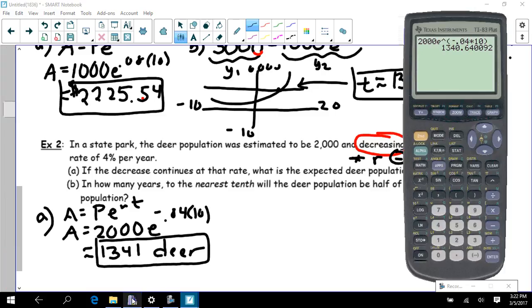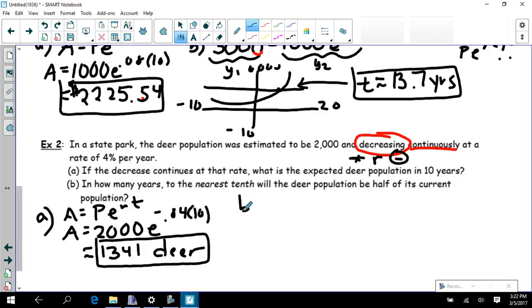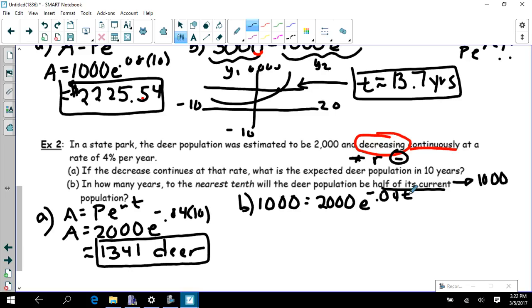And then for part B, in how many years to the nearest tenth will the deer population be half of its current population? So in how many years? That means I'm solving for T. What's half of its current population? Its current population is 2,000, so half of that's going to be 1,000. So I'll have 1,000 equals 2,000 times e to the negative 0.04 T. If I'm solving for time, I can't solve that algebraically yet. You will in a couple weeks. But I can do y1, y2.